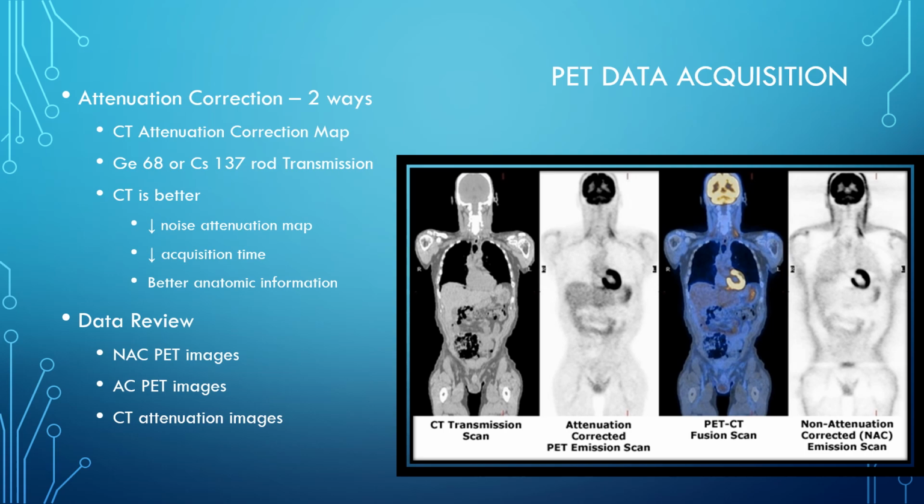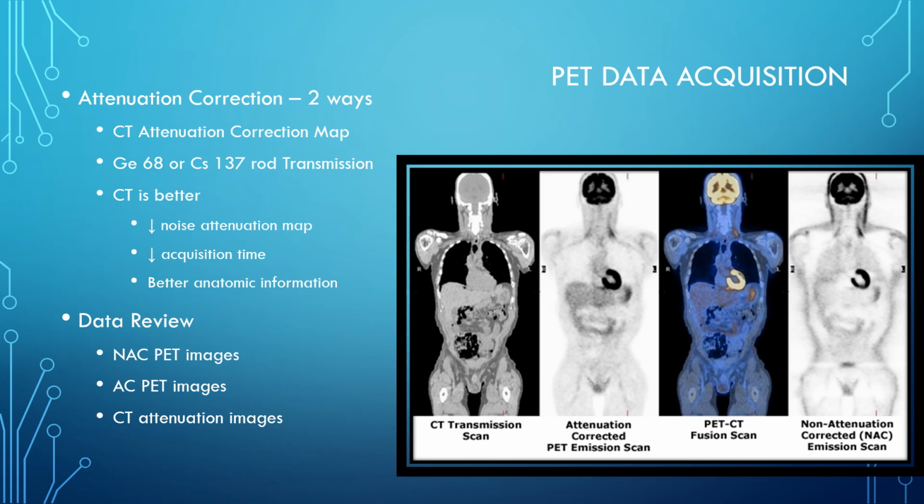That's why all PET scanners that are commercially made are PET CT scanners now, unless you have PET MR. So CT is better. It will decrease the noise and create a really good attenuation map of that patient. It will decrease the overall acquisition time because it takes much longer to do that transmission scan. You get better anatomic information as well.